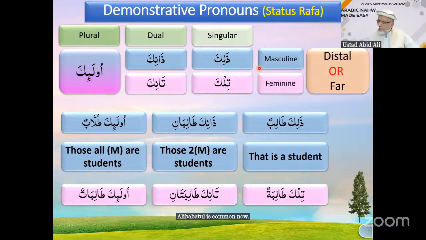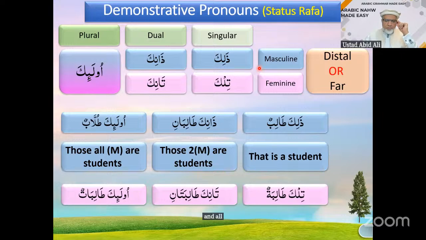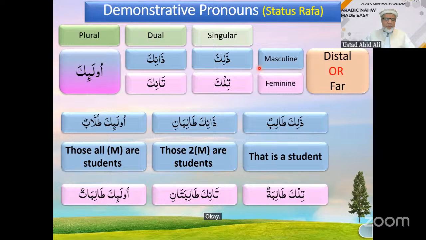Okay. So what is this telling you? What is the rule of the nominal sentence? The rule of the nominal sentence is that they should have proper and common, and all other three conditions are the same. Okay. Jazakallah khair. MashaAllah. Good job.